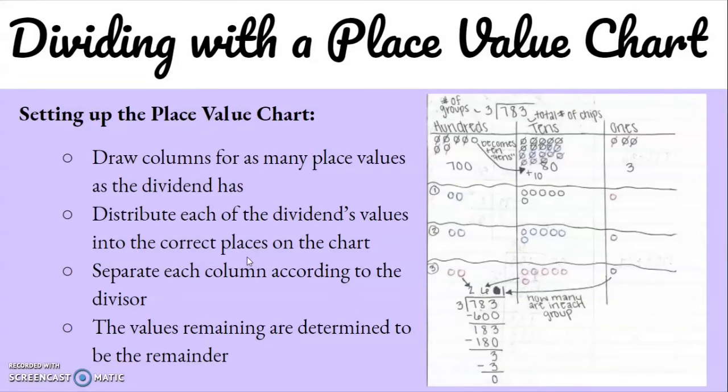An additional method to solve division equations is by using a place value chart. This method is useful for transitioning into the standard algorithm. While the place value chart may appear to be complicated at first glance, it is actually quite simple. The place value chart is divided into columns which represent each place value for the dividend. Each column then receives a corresponding value from the dividend, which is then distributed into groups determined by the divisor.